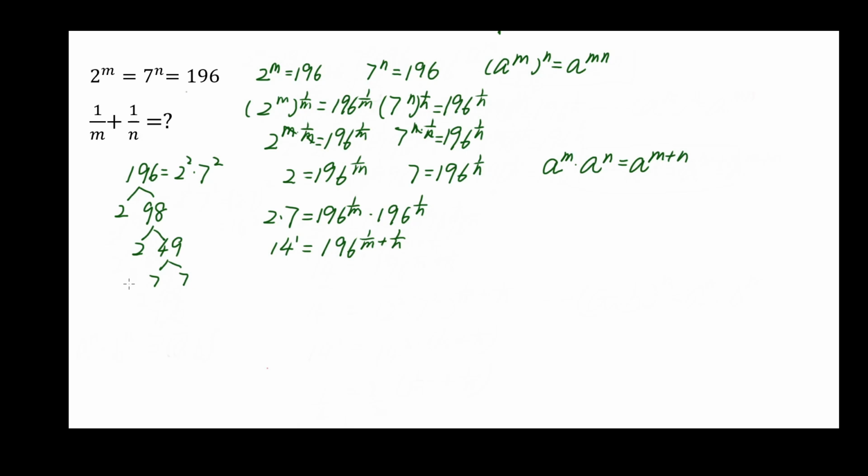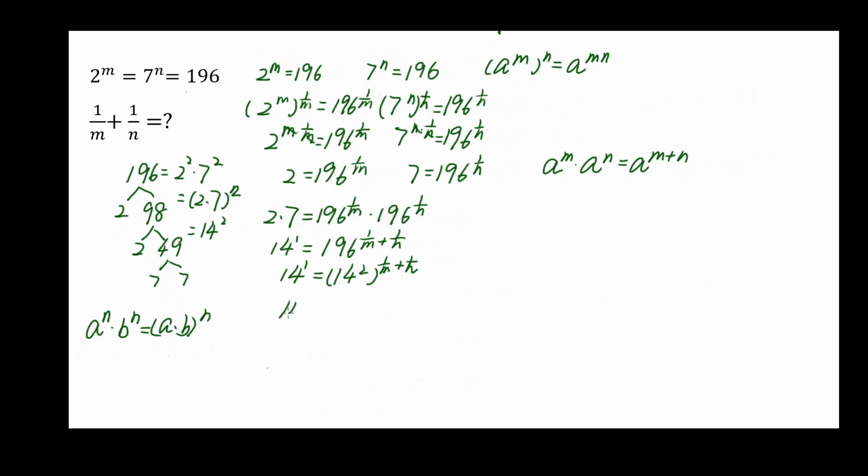Here we still use an exponent law, that is a to the power n times b to the power n equals a times b, the whole to the power n. So that is 2 times 7, the whole to the power 2, and that is 14 to the power 2. So this is 14 to the power 1 equals 14 to the power 2, also written with the power 1 over m plus 1 over n.